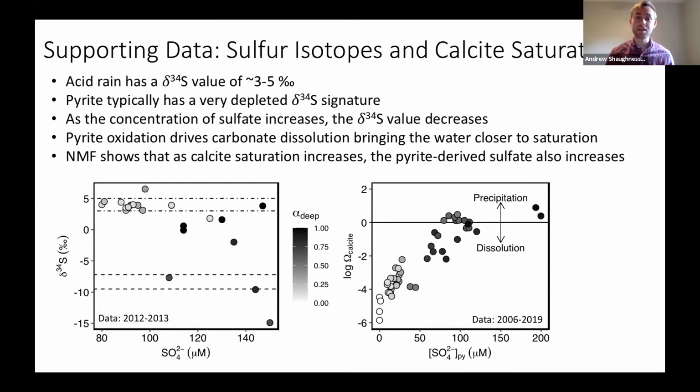So these are two lines of evidence to support our idea that the NMF decomposition is related to these flow paths, which are related to these stratified reaction fronts, and that the deep flow path indicates pyrite oxidation and the shallow flow path indicates acid rain.